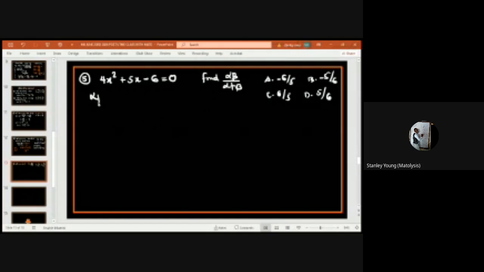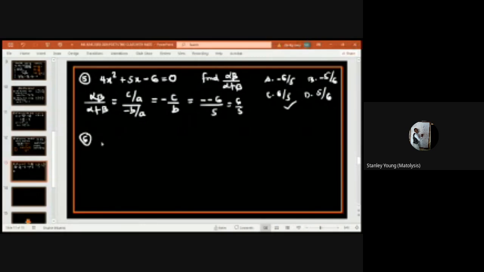So we have alpha beta divided by alpha plus beta. This is simply C over A divided by negative B over A. And this will be negative C over B. And the C expression there is negative 6. So we have minus minus 6 divided by B expression there, which is 5. So we have 6 over 5. So Fisher, you're correct by getting what? 6 over 5. That takes us to the next question, which is number 6.